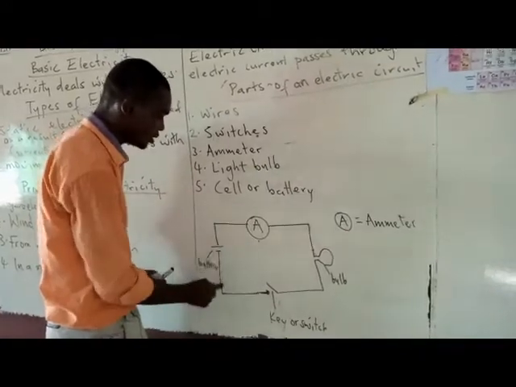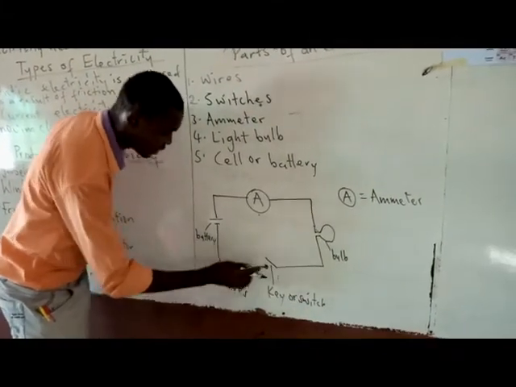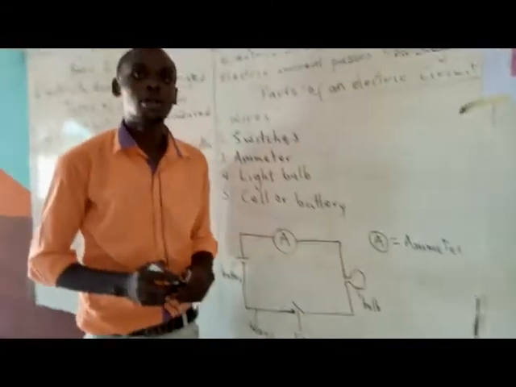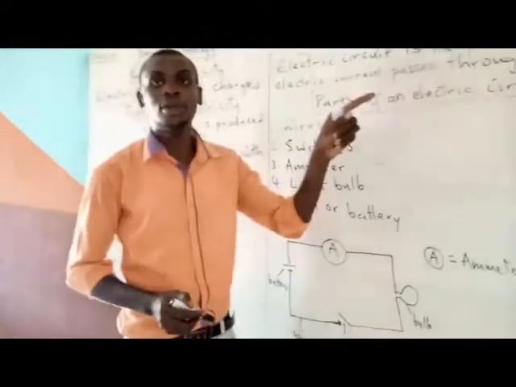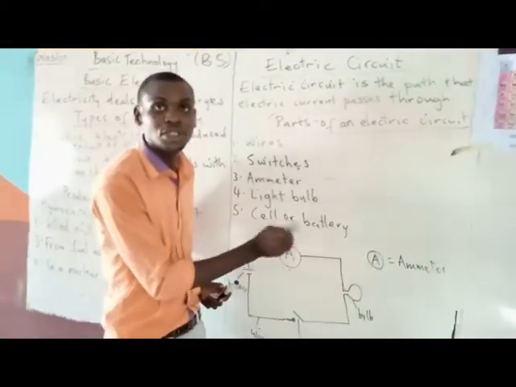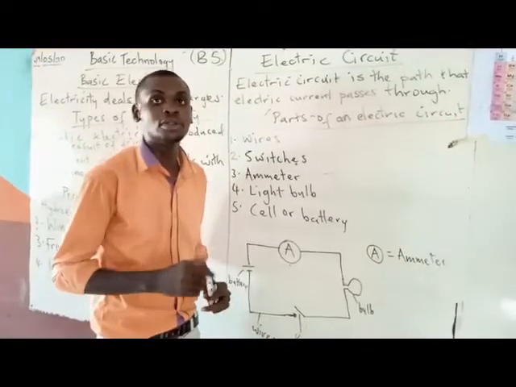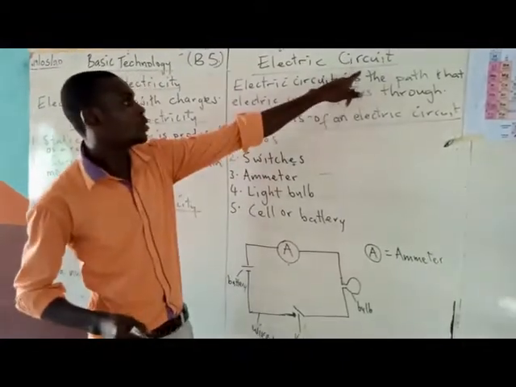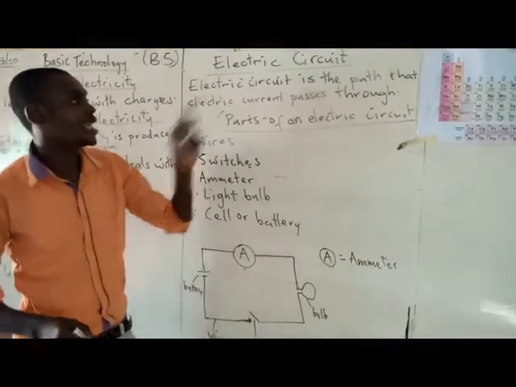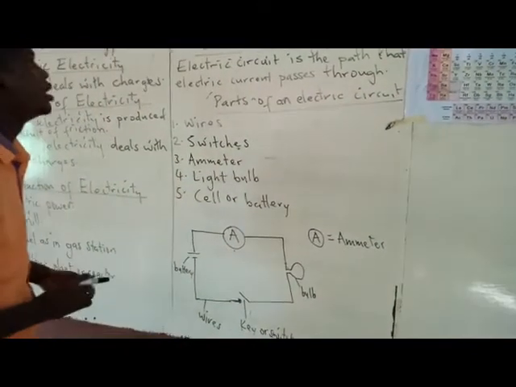Now all these lines you see here, they are the wires. These are the wires that connect everything. The same thing that happens in your house. When you press the switch in your house, you are either opening it up, that's when the light switches off, or you are closing it, that's when the light comes on. That's what happens in your house. So that's what an electric circuit is: the path the electric current passes through. Alright?